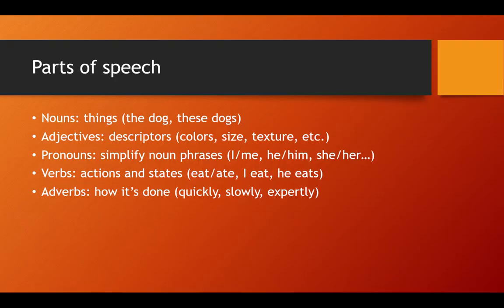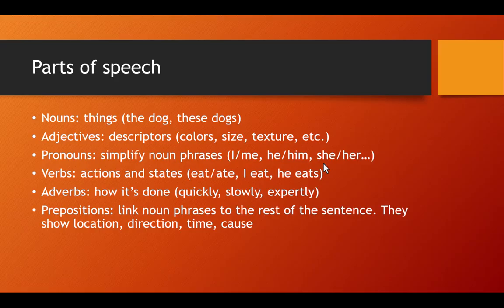Adverbs usually end in ly in English, and they modify verbs. They tell you how the thing is happening, right? He ran quickly, he studied slowly, he won the game expertly, or something like that. And then prepositions, which is really the thing we care the most about today, link noun phrases, right? So the noun and the adjectives and articles and things like that, everything that modifies that main noun, to the rest of the sentence, right?